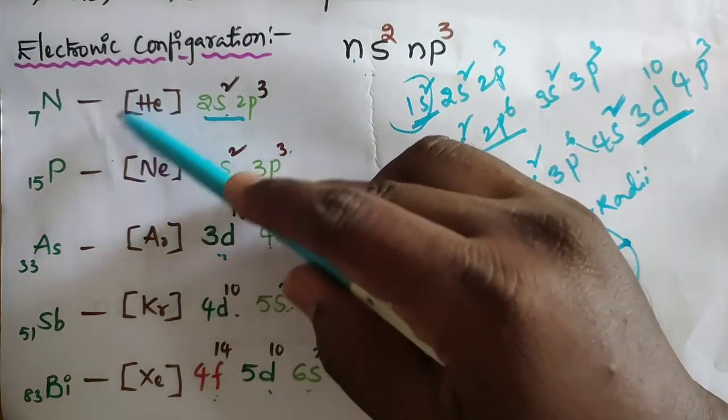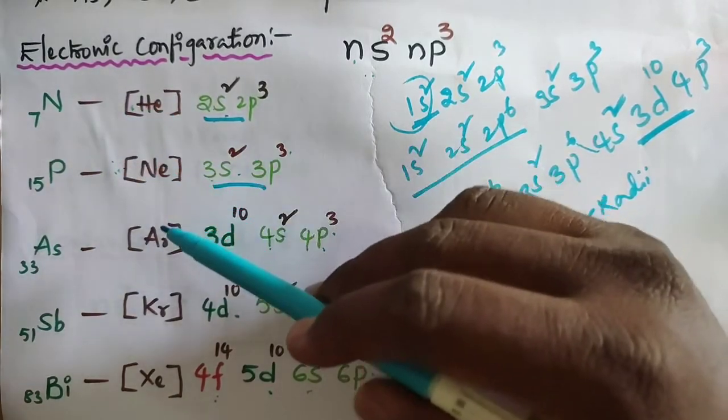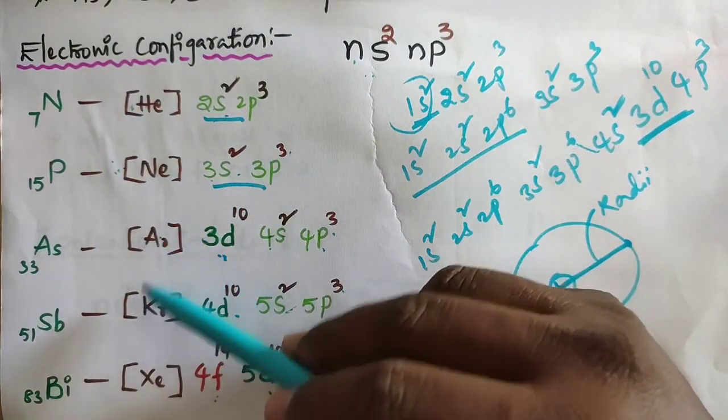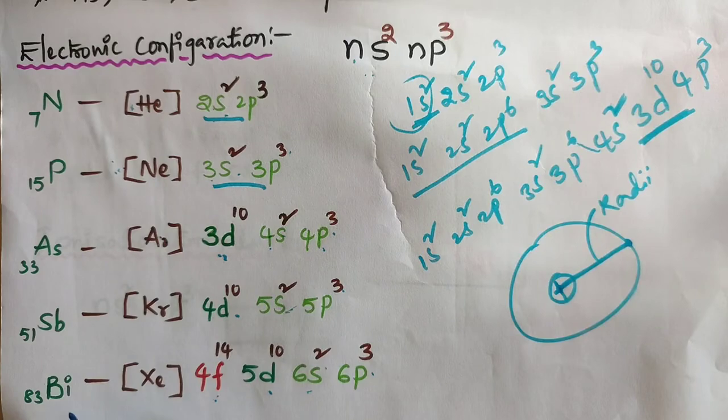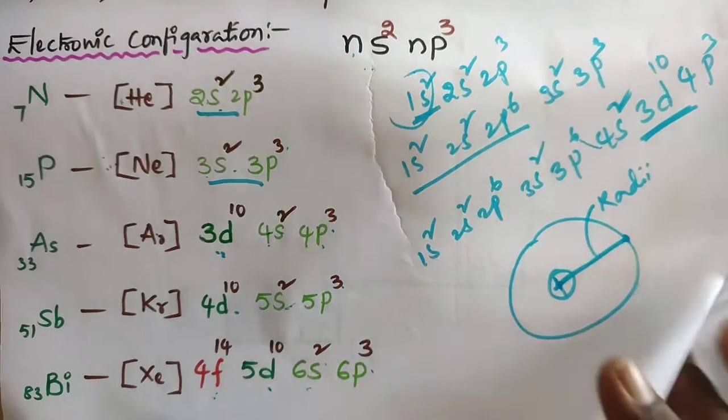Nitrogen and phosphorus are non-metals. Arsenic and antimony are metalloids. Bismuth is a typical metal.